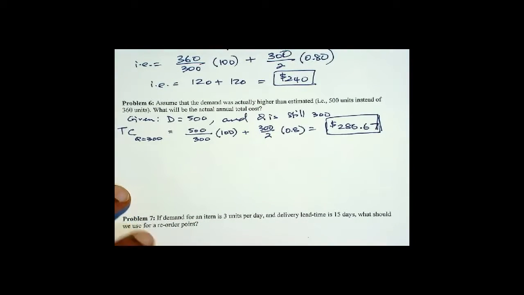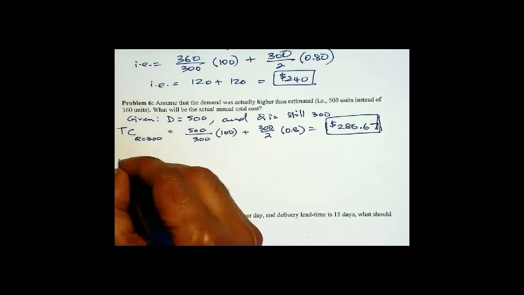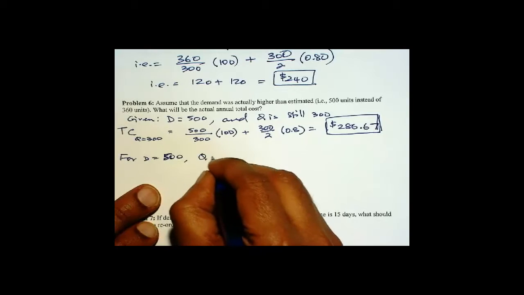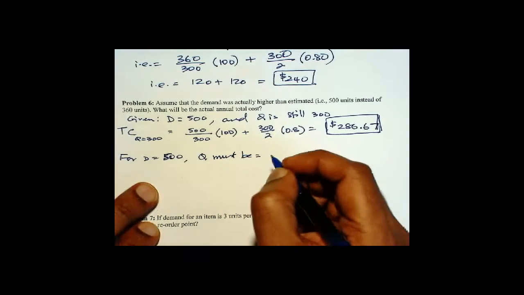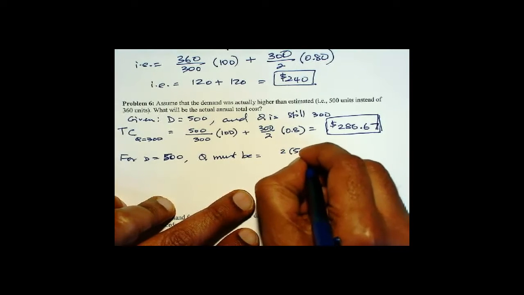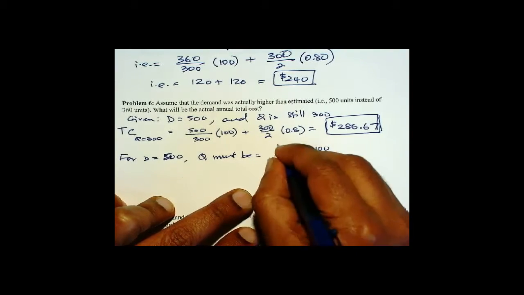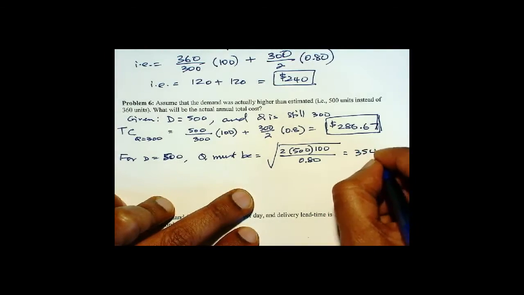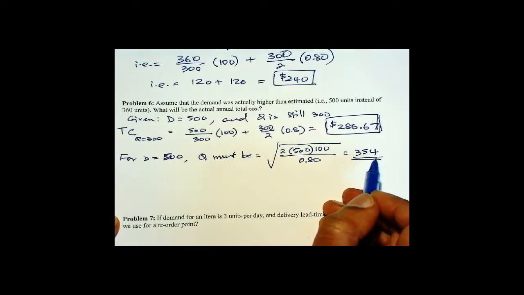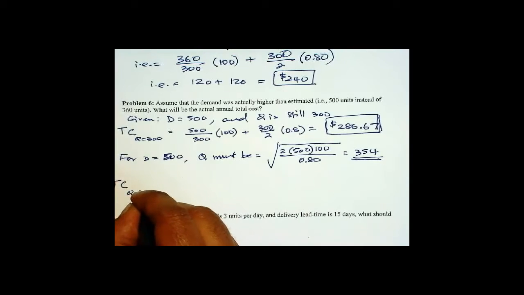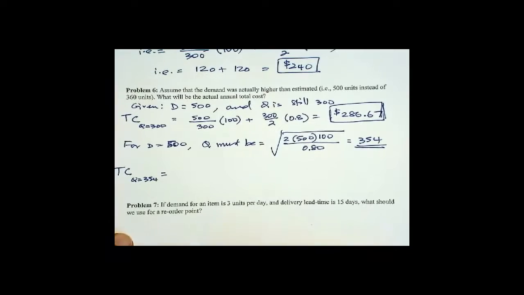Okay. But if we had correctly identified at the beginning of the year that the demand was going to be 500, so for D equal to 500, Q must be, or economic order quantity must have been, the square root of 2 times D times S over 0.8, which is 354. We should have been ordering at the rate of 354 and not 300. If we had ordered at the rate of 354, our total cost would have been, of course, smaller than this. Let's see how much smaller.